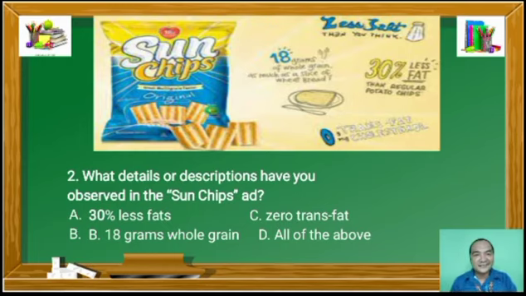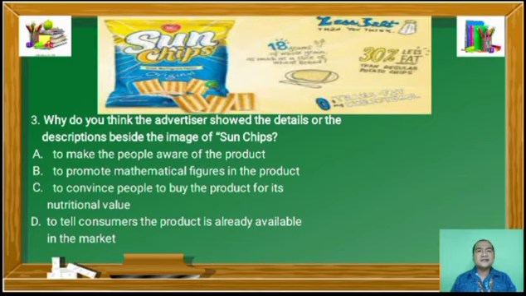What is your answer? If your answer is letter D, you're correct. All of the above. Okay? Sun chips is 30% less fats, 18 grams whole grain, 0 trans fat. Let's proceed. Number 3. Why do you think the advertiser showed the details or the descriptions beside the image of sun chips? Letter A, to make the people aware of the product.